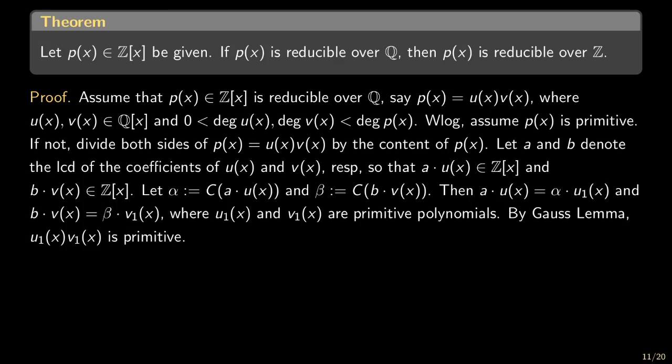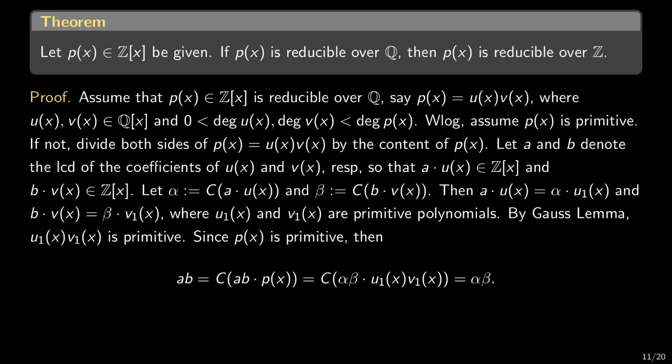Now, by Gauss's lemma, these are primitive polynomials. It follows that this product is also primitive. Since by assumption p of x is primitive, the content of ab times p of x should be ab because p of x is primitive in the first place, right? Right.